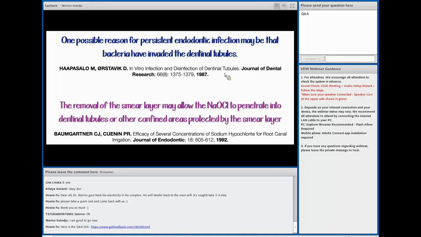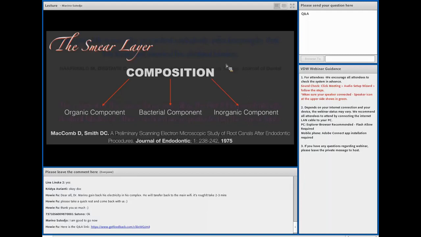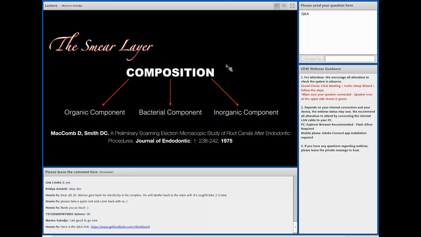One possible reason that we spoke about before is that persistent infections are usually caused by bacteria that stay inside the dentinal tubules. Therefore, we need to penetrate our sodium hypochlorite into those areas and remove all the bacteria inside them, which has been quite challenging for us.